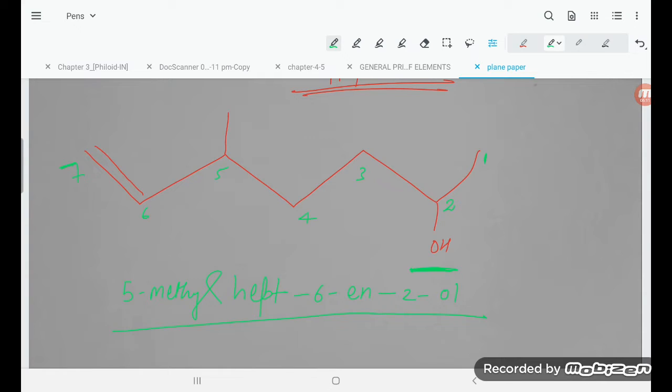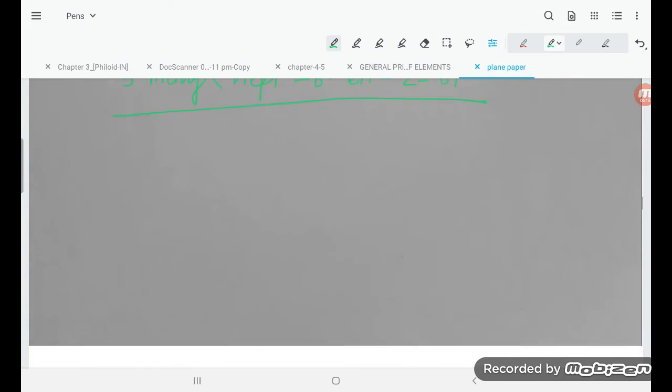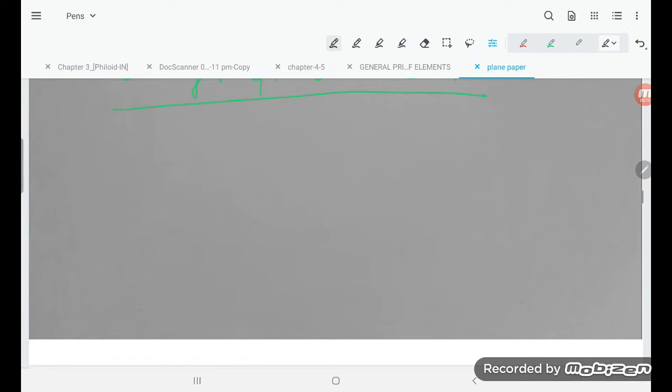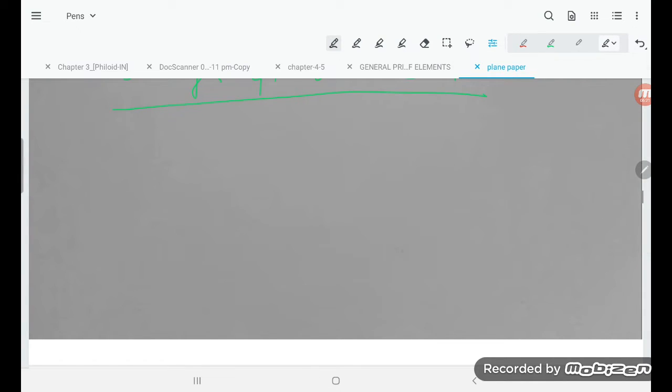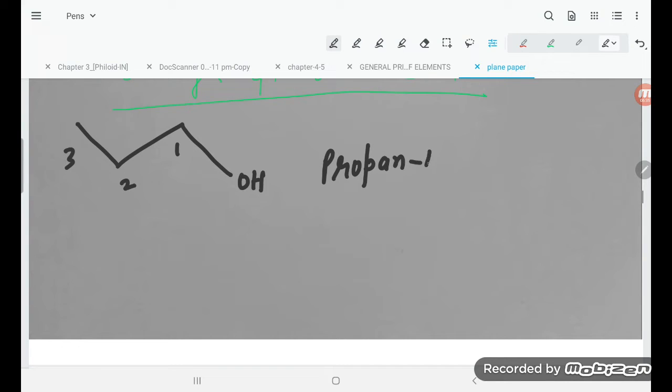Now let us try to write some more answers, more questions, student. Okay, so dear students, let me make one. Okay, now I got it. See, this compound is there, OH. Now do the numbering. 1, 2 and 3. So that will be what, student? Prop, single bond in, and 1 all, that is propanol.